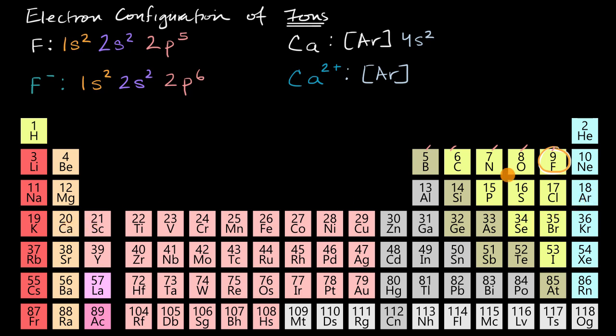So I will leave you there, just a couple of examples, and I encourage you, if you're in the mood, just pick any of these atoms, any of these elements, and think about what would happen if they gained or lost an electron and what their electron configurations might be.